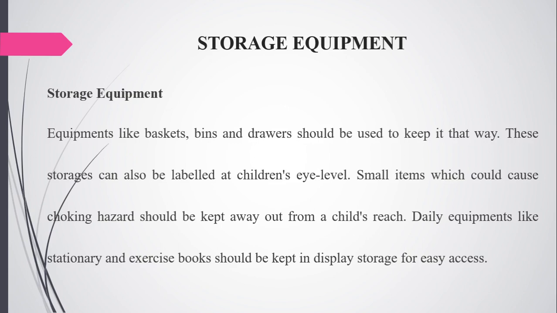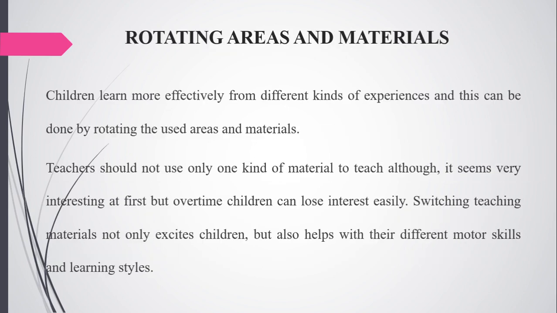Let me talk to you about storage equipment. Equipment like baskets, bins, and drawers should be used to keep it that way. The storage can also be labeled at children's eye level. Small items that could cause choking hazards should be kept away from children's reach. Daily equipment like stationery and exercise books should be kept on display or in storage for easy access.